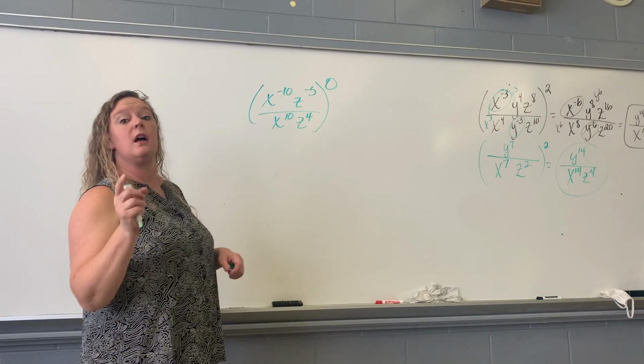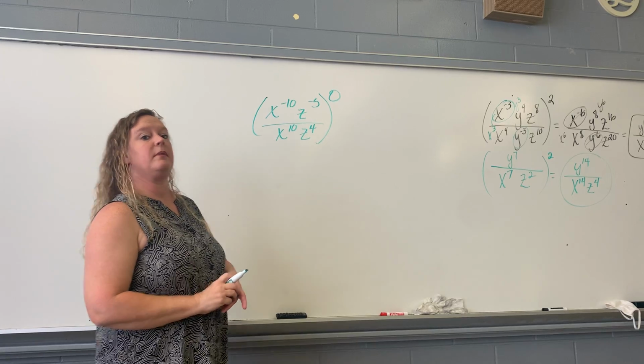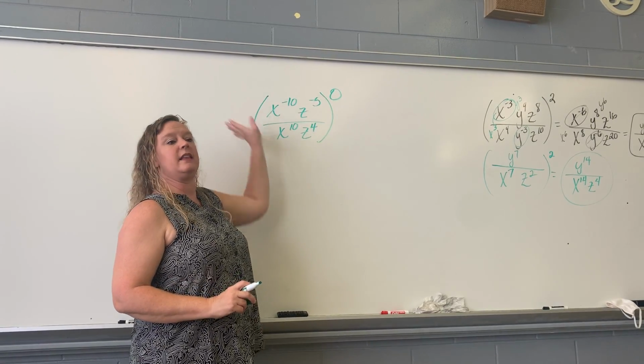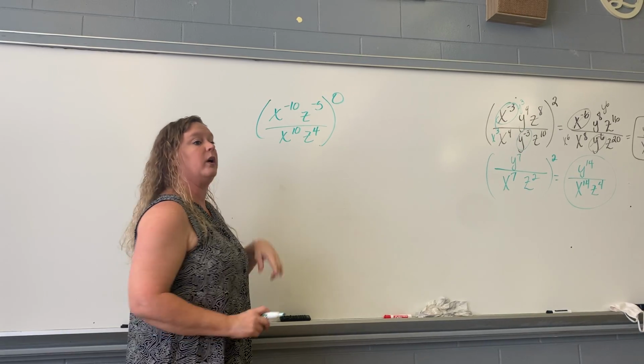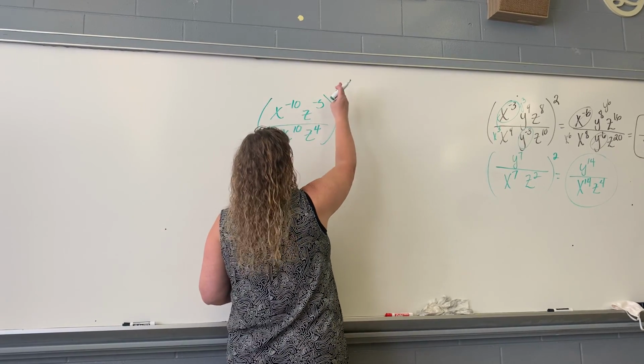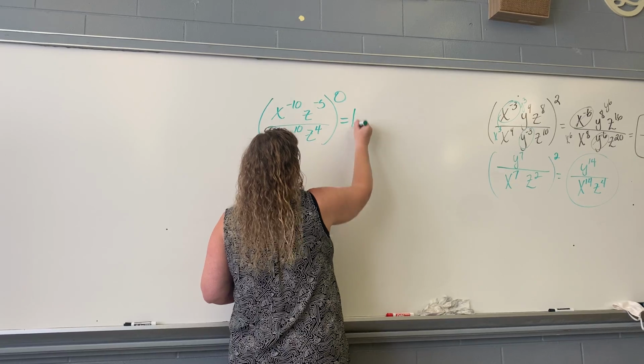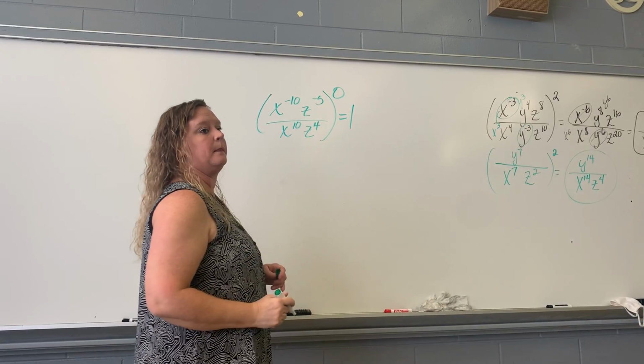If it's to the 0, the answer's not a 0. Remember, the exponent of 0 means everything cancels out. And when you cancel in division, it cancels to a 1. So I don't have to do anything here. If that exponent outside is 0, the answer is 1. Okay?